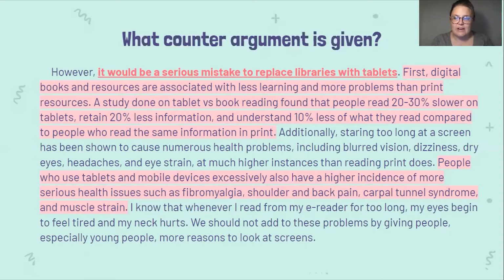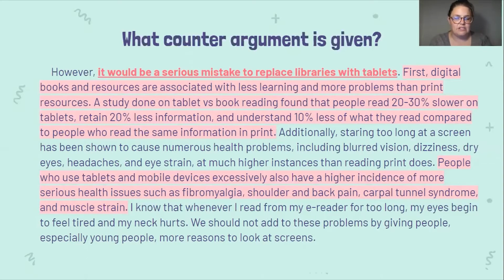We can see second here at the end of the paragraph, he states, "People who use tablets and mobile devices excessively also have a higher incidence of more serious health issues such as fibromyalgia, shoulder and back pain, carpal tunnel syndrome, and muscle strain." So we know that even though e-readers may give instant access to print resources, they are often harder to understand and less is retained. People read slower on devices. And second, we see he points out the health concerns associated with tablets. This is a good use of counter arguments.